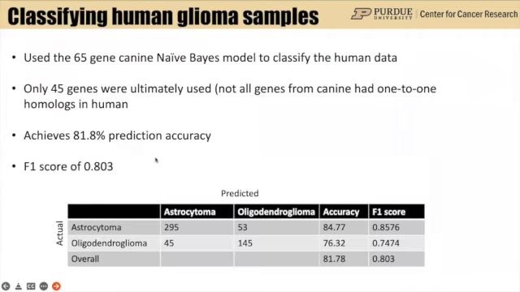And so we ended up applying the same Naïve Bayes model using the 65 genes to the human data from TCGA to classify astrocytomas and oligodendrogliomas. We did only use 45 genes out of the 65 because not all of the canine genes had one-to-one homologs in humans. And we still achieved fairly good prediction accuracy, so 81.8%, and an F1 score of 0.8. So a good classification.